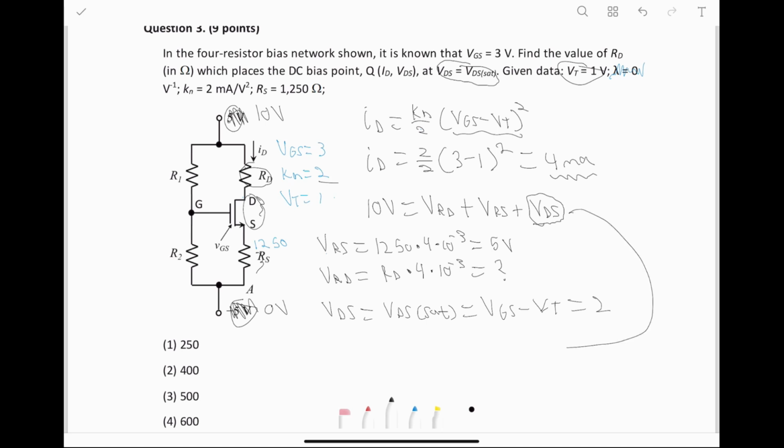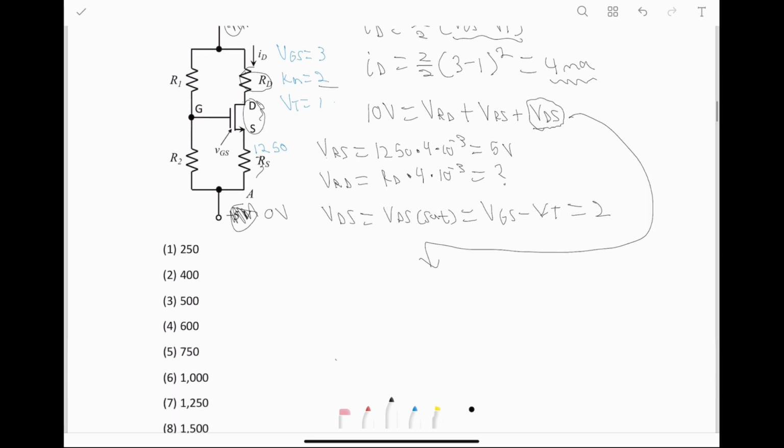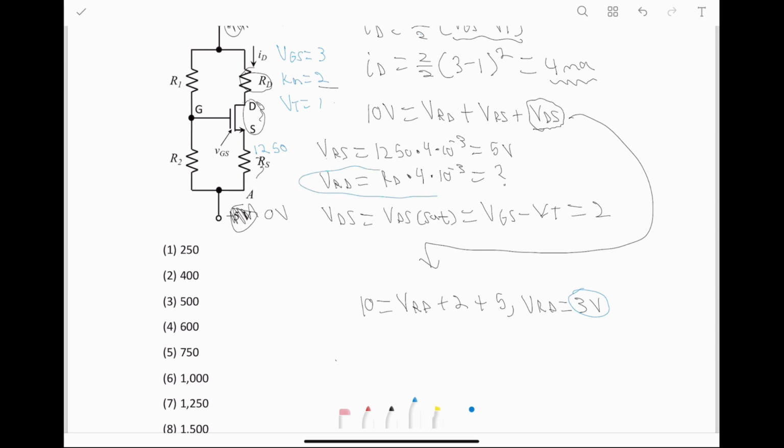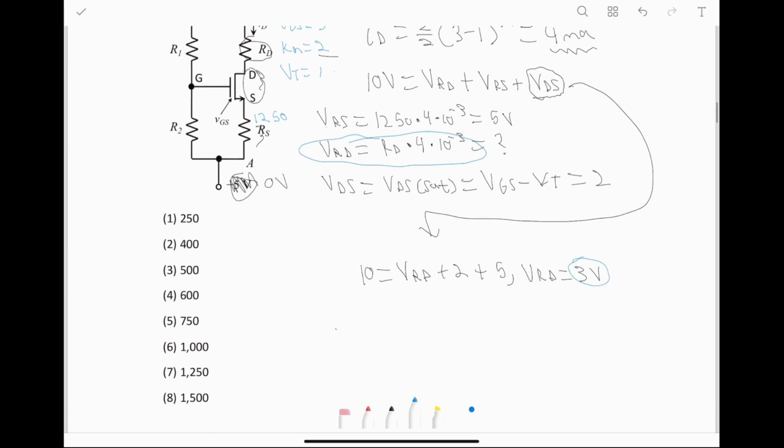So if we rewrite this equation down here, we now see that 10 is equal to VRD plus 2 plus 5. Or, in other words, VRD is equal to 3 volts. Now we can take this value right here and we can plug it in to this equation for VRD. And we see that 3 volts is equal to RD times 4 times 10 to the negative third.